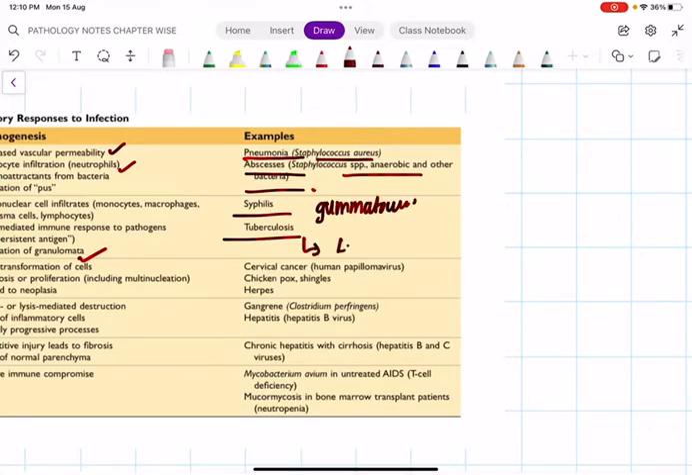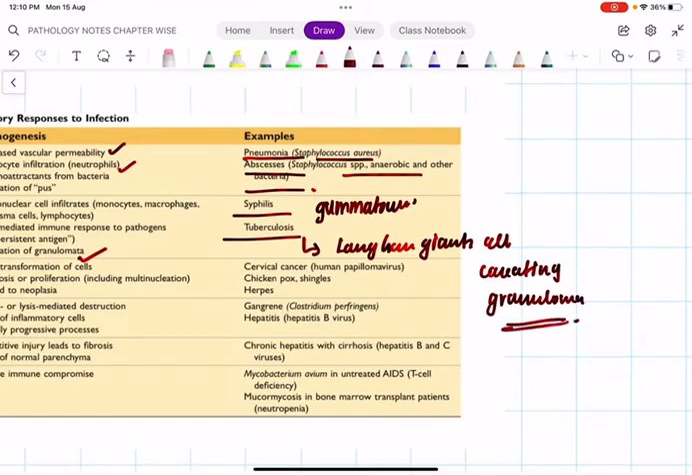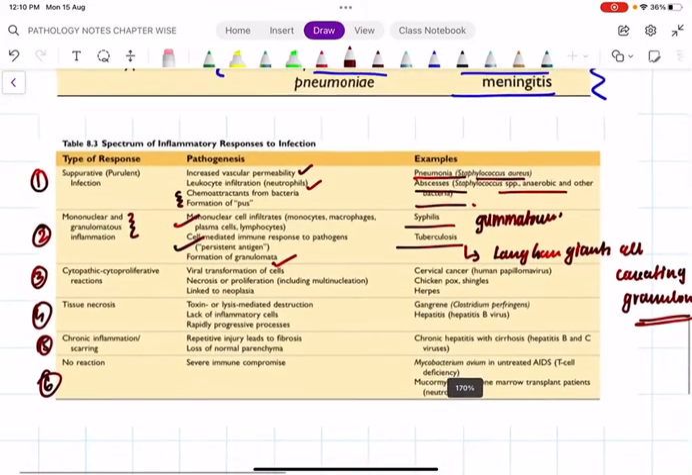Tuberculosis, it is Langerhans giant cell. Okay, Langerhans giant cell with a caseating granuloma. Caseating means cheese-like because of the mycolic acid which is present in the wall of Mycobacterium tuberculosis. It produces cheese-like granuloma.